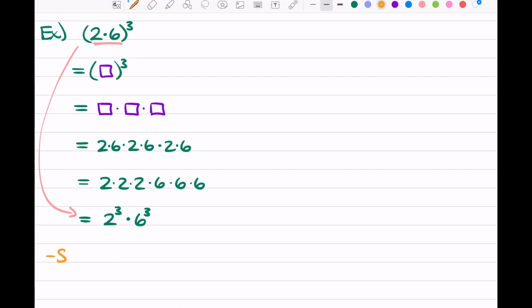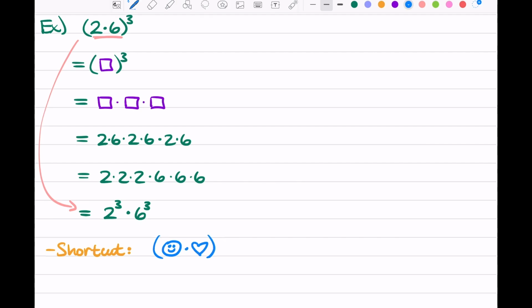So in general, our shortcut, if we're multiplying two numbers, let's say smiley face and heart, and we take that to the mth power, we can rewrite that as the first number to the mth times the second number to the mth. In our example, we had 2 times 6 to the 3rd power, and we rewrote that as 2 to the 3rd times 6 to the 3rd.